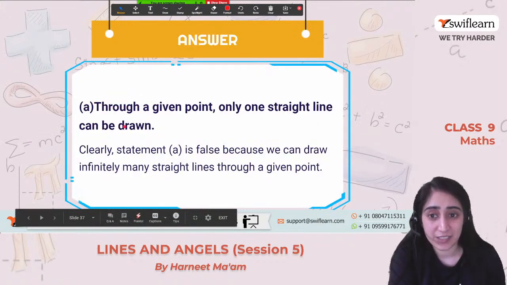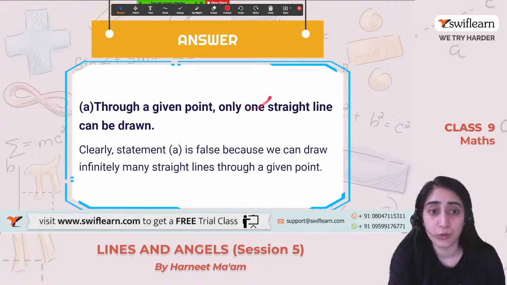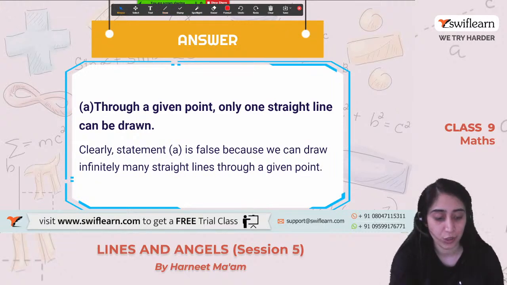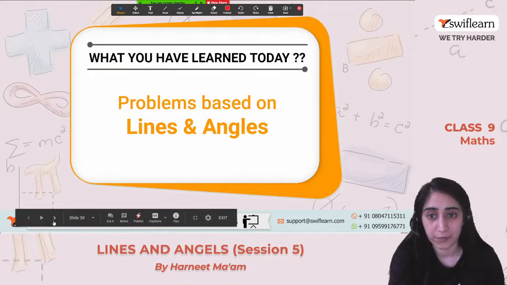Yes, the A part is the false one: through a given point, only one straight line can be drawn. That is false. Why? If this is a point, I can draw as many lines as I want. There is no limit to that. Let's see how. I can go in any direction I want, so there can be unlimited lines which we can draw from that point. That's why the first option is wrong.